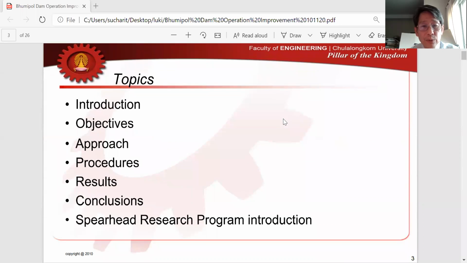As a topic, I'd like to introduce why we do this research and the objective of this research, what approach we use, the steps that we conduct in the study, and the results of this research. And we have the conclusion. And if we have time, we would like to introduce our Spearhead Research Program also.